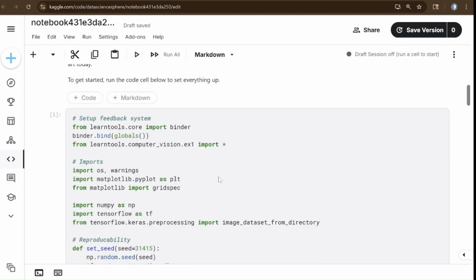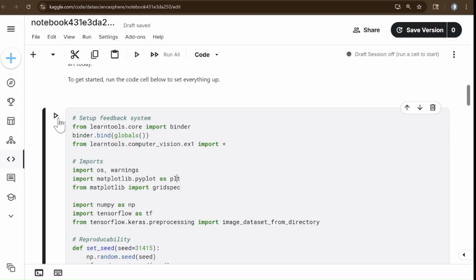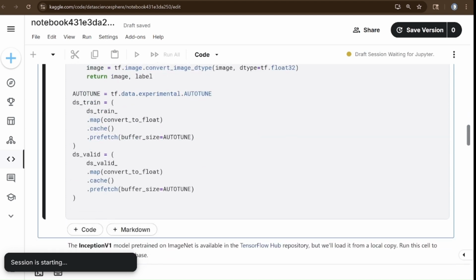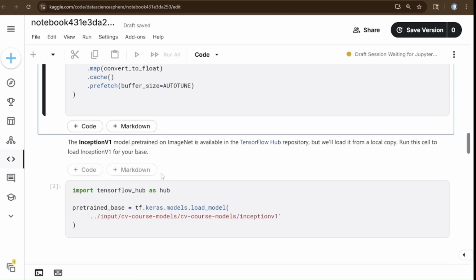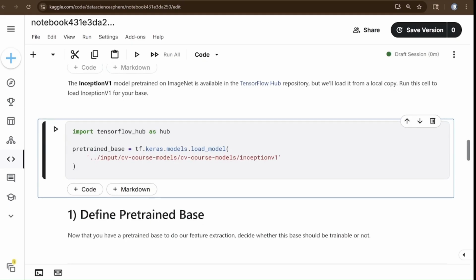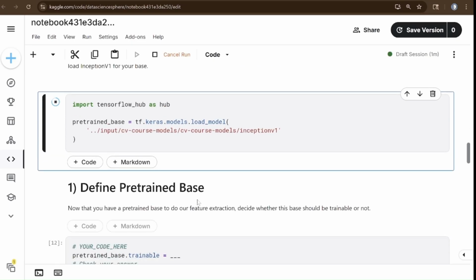Okay, no problem. To get started, you have to run this cell to set up everything, and once it is done, the Inception V1 model pre-trained on ImageNet is available in the TensorFlow Hub repository, but we will load it from a local copy. Okay, so it's done. And now define the pre-trained base.